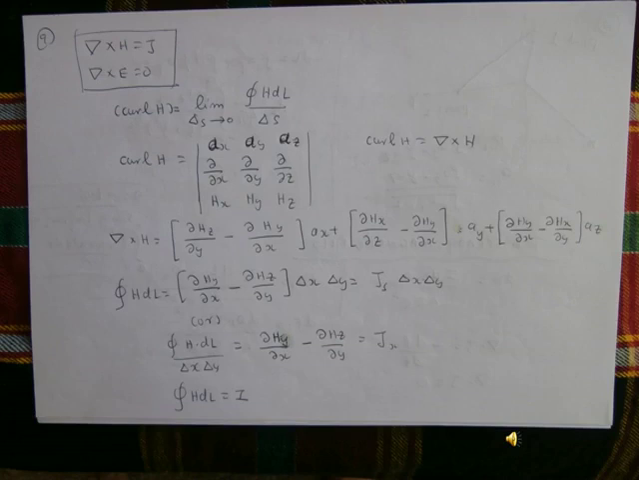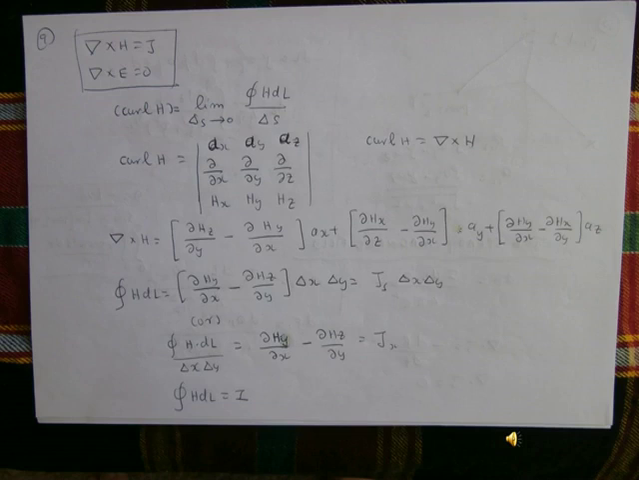In this case, divergence of H equals J and divergence of E equals 0. And then curl H is given by the formula: the limit as delta S tends to 0 of the closed line integral of H dl divided by delta S. So in this case, curl H can be represented. This means the magnetizing force in the X direction, Y direction, Z direction are varying. So curl H is the variation of the magnetizing force in the X, Y, Z directions. So curl H can be calculated.